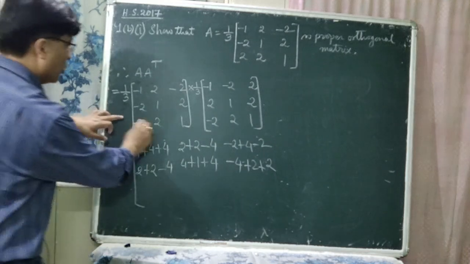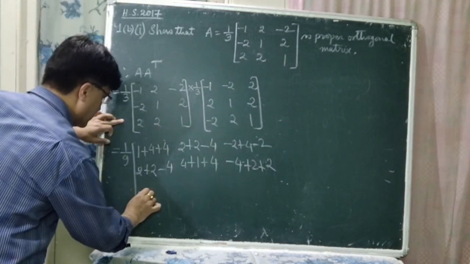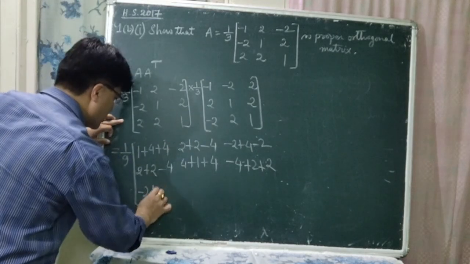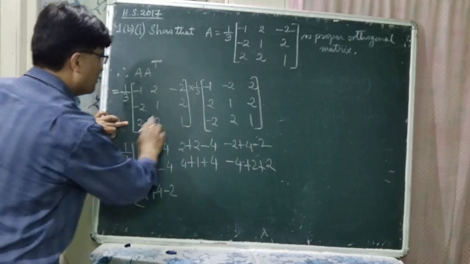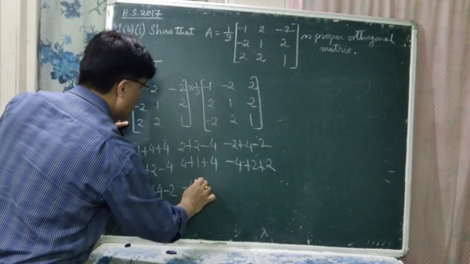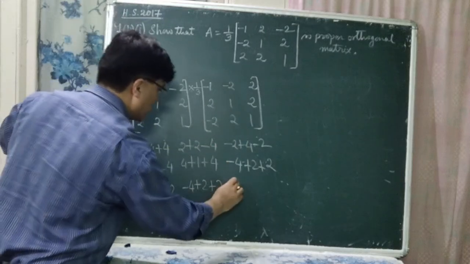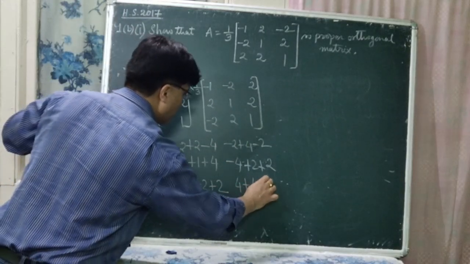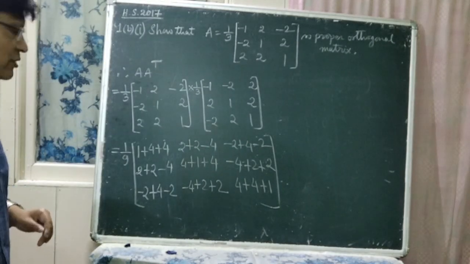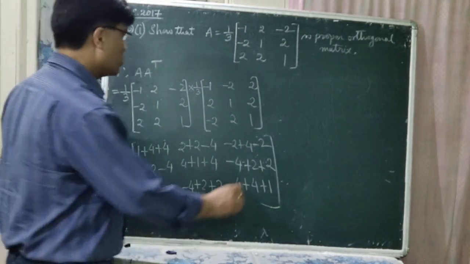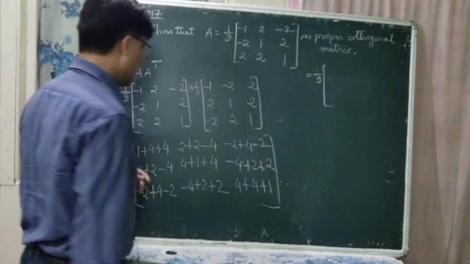And next, third row by first column. What is that? 2 into minus 1, minus 2, plus 2 2s are 4, minus 2. Next, third row by second column, minus 4, plus 2, plus 2. Then third row by third column, 2 2s are 4, plus again 2 2s are 4, plus 1. So this is the multiplication of the two matrices. Is that clear? So which is equal to 1 by 9. Now you can add them.